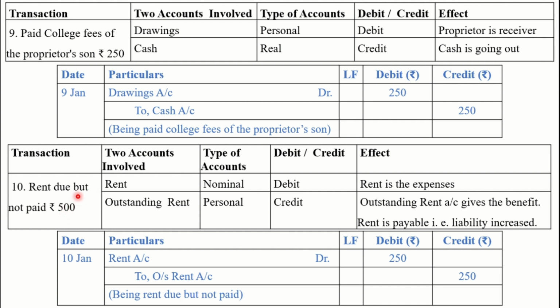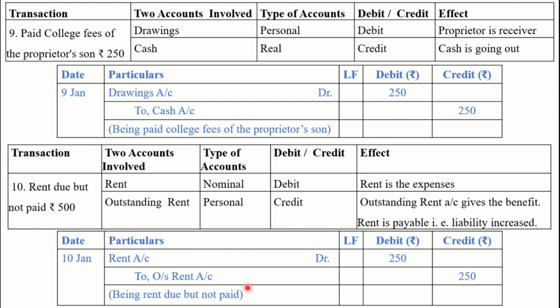Which two accounts are involved? Rent due but not paid rupees 500 means rent and outstanding rent. Here rent is a type of nominal account. Outstanding rent is a personal account. Rule of nominal account is debit all expenses and losses. Rent is the expense, that's why rent account is debited. Outstanding rent is a type of personal account. Rule of personal account is debit the receiver, credit the giver. Outstanding rent account gives the benefit, or rent is payable, that is liabilities increase. That's why outstanding rent account is credited.